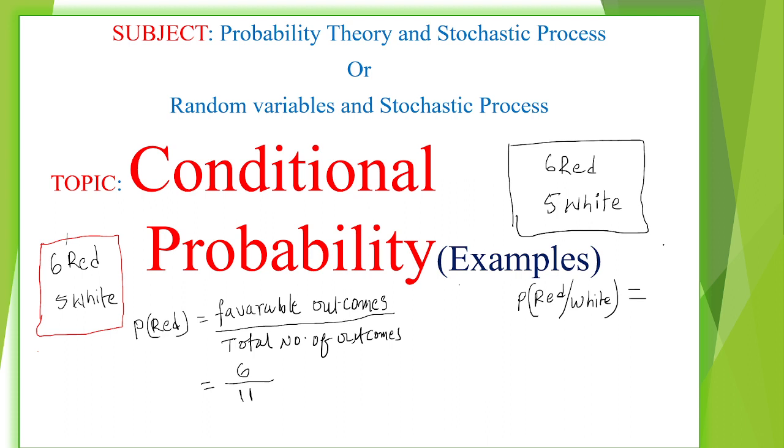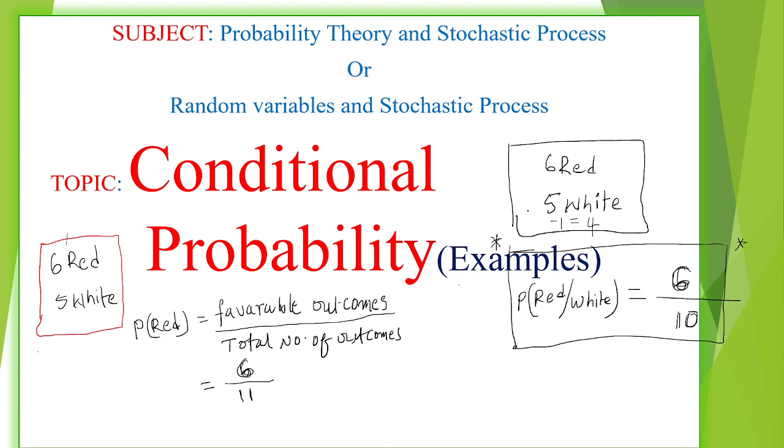So the favorable outcomes to get a red ball are 6. Total number of outcomes is 6 plus 4 only, because one ball is already drawn, so only 4 white balls remain. So 6 plus 4 equals 10. If any condition is considered, then it is called conditional probability. Without condition it is 6 by 11 to get a red ball, but after the condition the probability is 6 by 10.